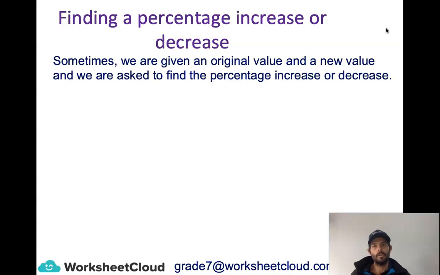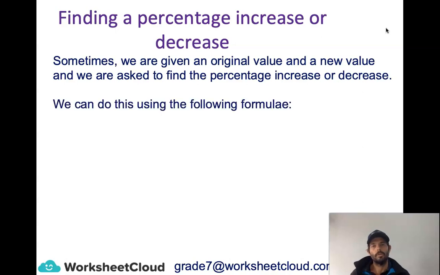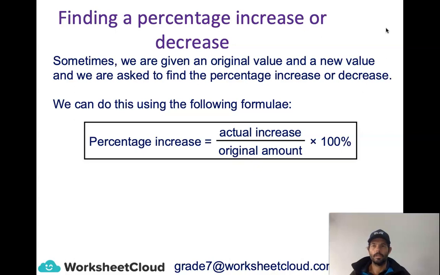Now, sometimes we're given an original value and a new value, and we are asked to find the percentage increase or decrease. So what I mean is in an example that we'll look at over the page, but that's how you calculate your percentage increase. You take the actual increase and you put it over the original amount and you multiply by 100%, which is the same as multiplying by 100 over 1. So the key here is to recognize that the denominator is always the original amount.